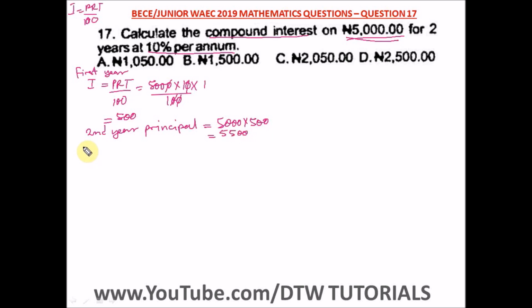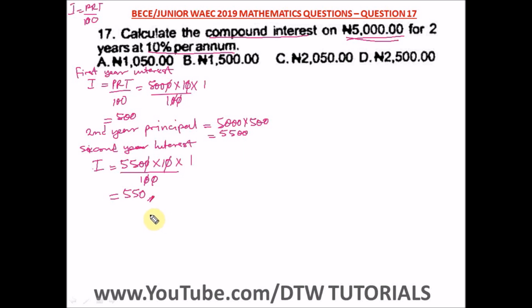So what is our second year interest? I is equal to our new principal 5,500 times our rate, which is still the same, 10, times 1, which is the second year, 1, divided by 100. So this 0 will cancel out this 0, this 0 will cancel out this 0, and we're left with 550. So this is our second year interest.